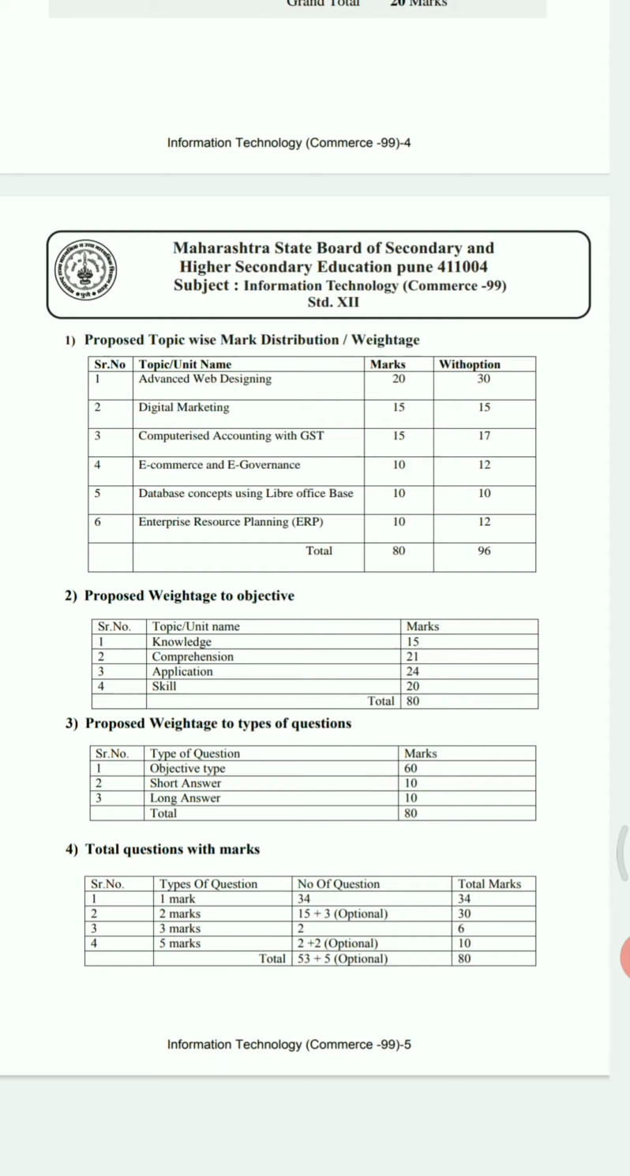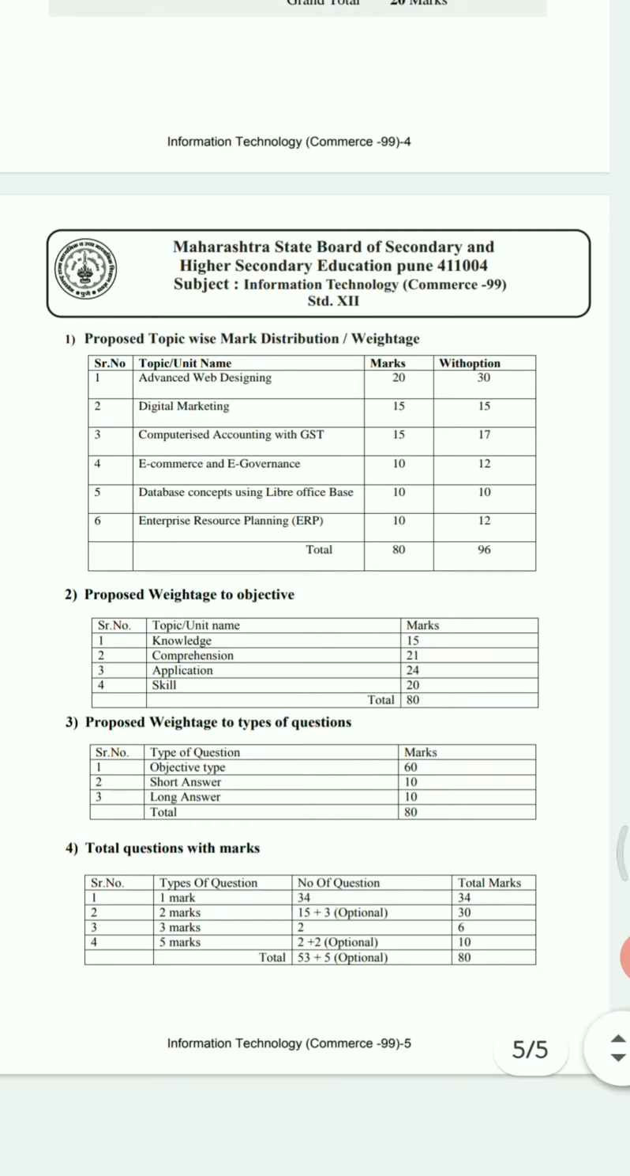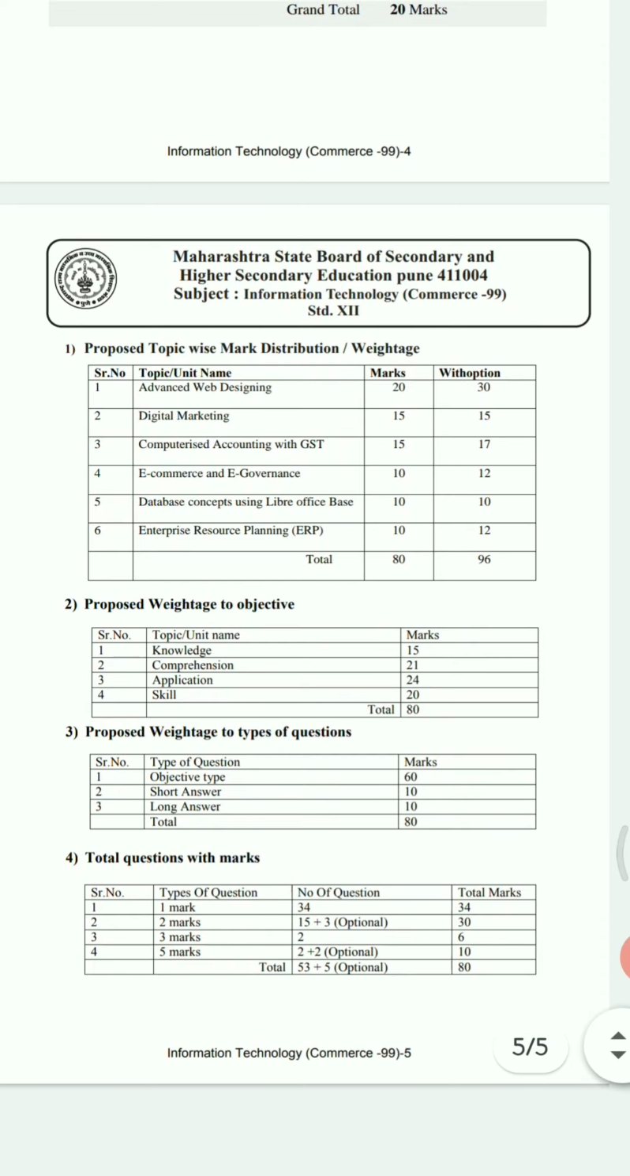Next is database concepts with LibreOffice Base, with 10 marks, and with option the weightage is also 10. And the last is lesson number 6, enterprise resource planning. The weightage for this chapter is 10, and with option it is 12. So the total paper is for 80 marks, and with option the paper goes for 96 marks. These are the weightages of each topic.